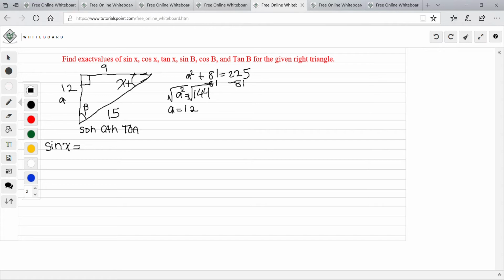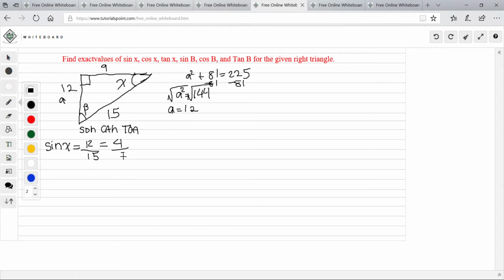The opposite is not 9. The opposite side is not 9. It's 12 over hypotenuse, and we know that's 15. That simplifies to 4/5.